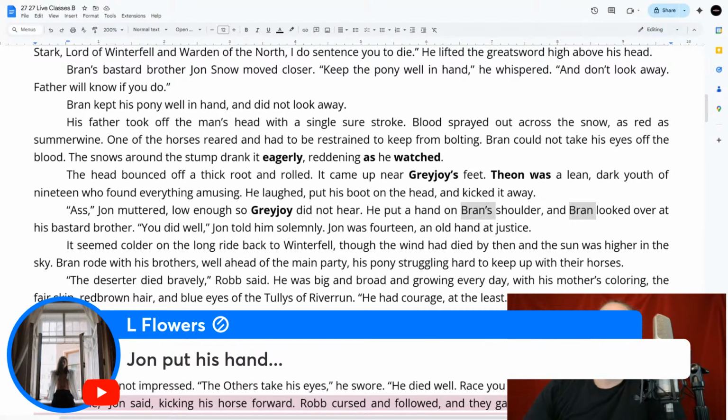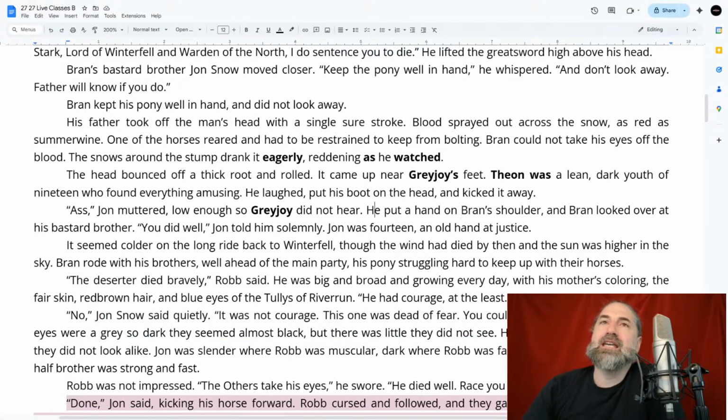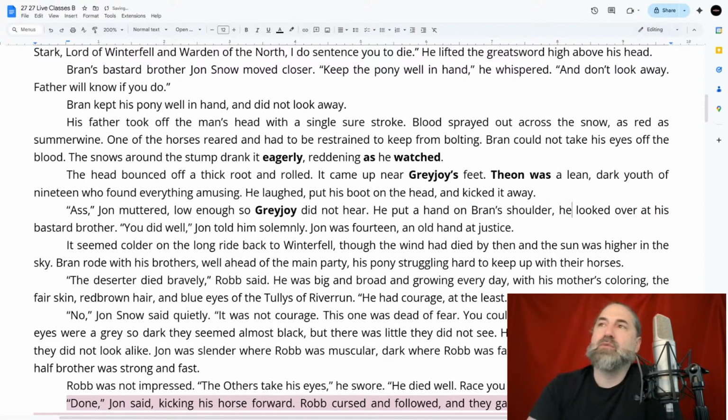Well, he is attached to this, right? Jon muttered low enough so Greyjoy didn't hear. He is directly connected to Jon just because of the rules of the pronouns, so pronoun rules. He put a hand on Bran's shoulder, so if this read he, this he would actually connect to this he, which would connect to Jon according to the rules of pronouns.